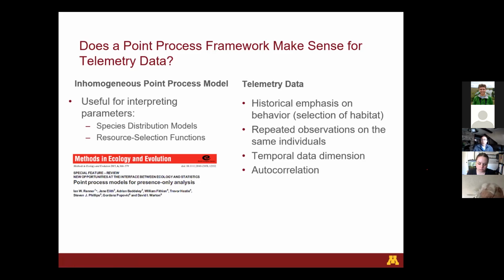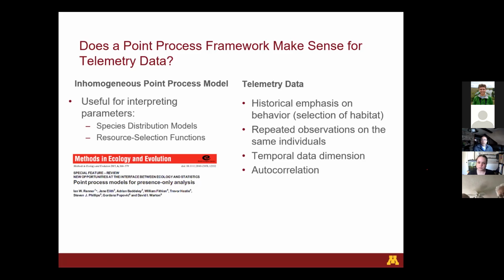It assumes that all of our locations are independent, and any clustering can be accounted for just by spatial predictors. Whereas if we think of telemetry data, there's this historical emphasis on behavior, selection of habitat. We often have repeated observations on the same individuals. And there's a temporal component to our data where our locations will be autocorrelated in time. Any two locations collected close in time will also be close in space.